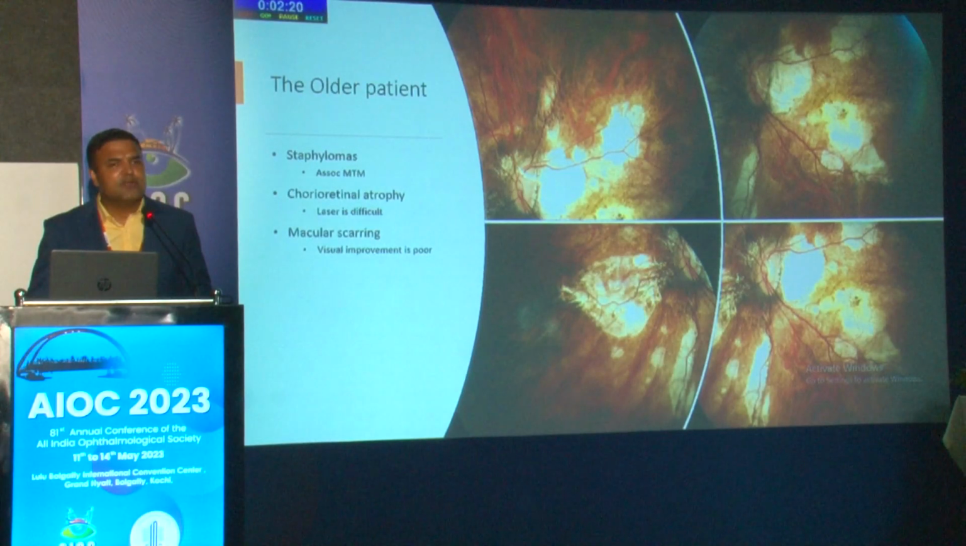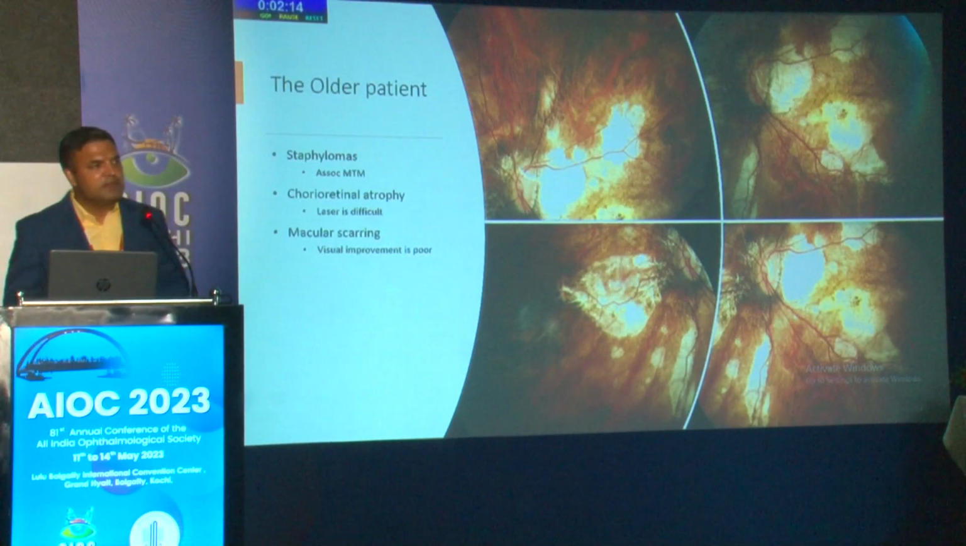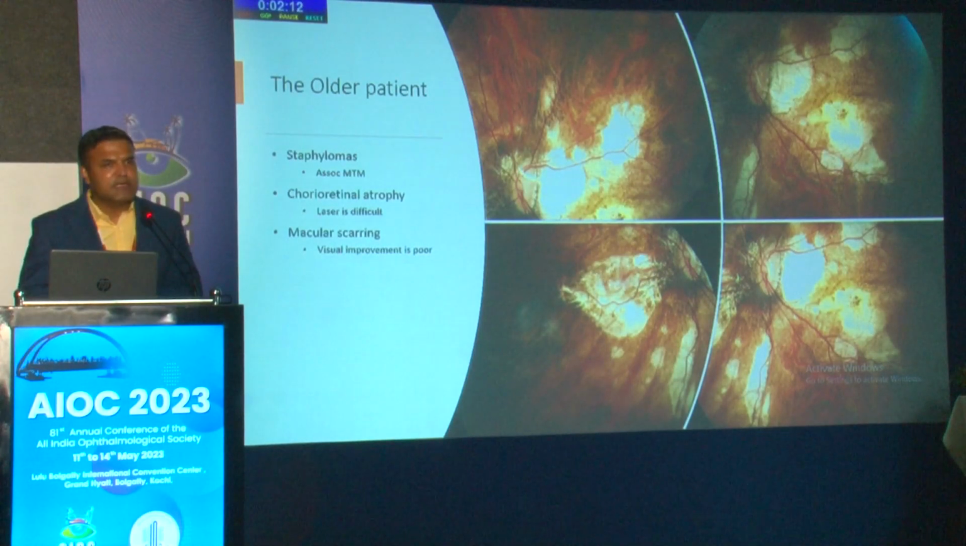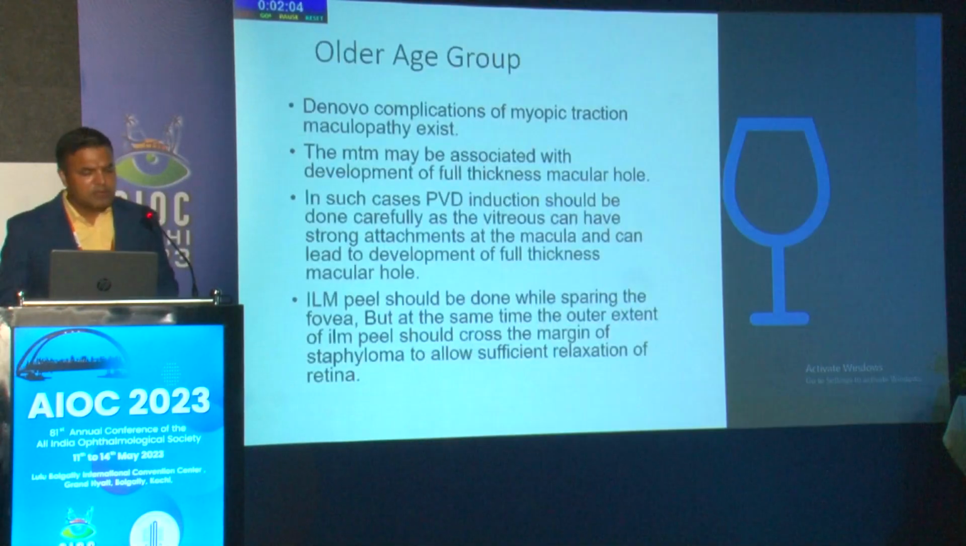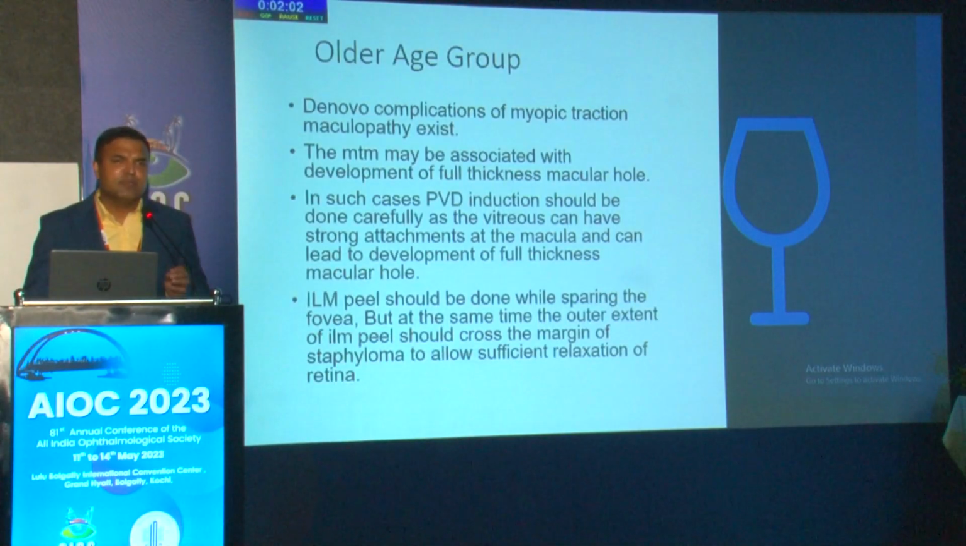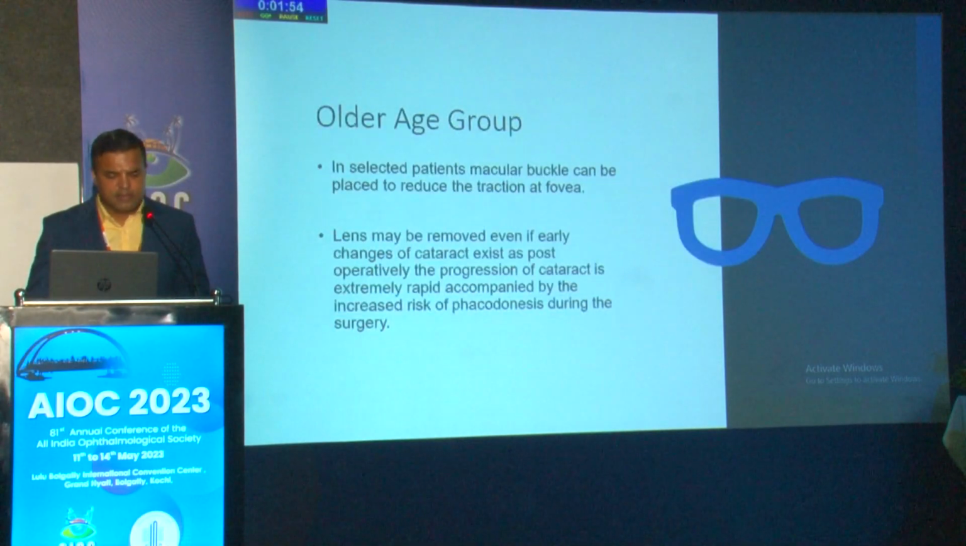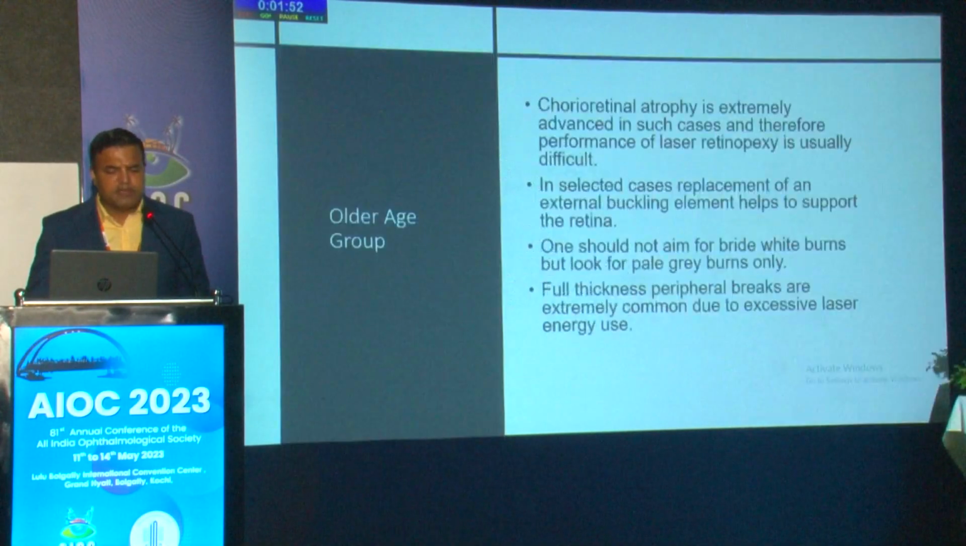And the chorioretinal atrophy is usually associated with the difficult laser. And a major issue with the prognosis in these cases is that even though you may achieve retinal reattachment, the vision may not improve because of the underlying macular scarring. So these patients have to be carefully counseled pre-operatively that in spite of best possible retinal surgery, you might not get back your vision.